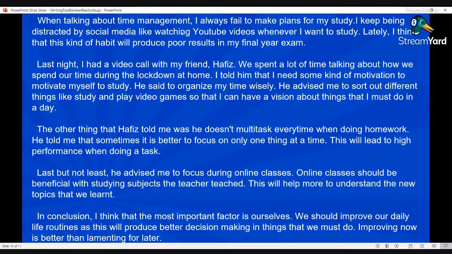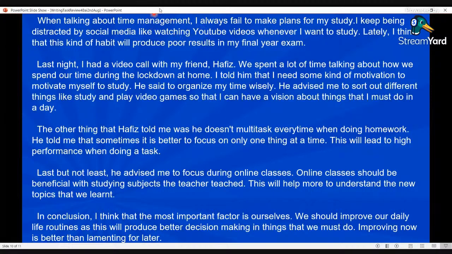When talking about time management, I always fail to make plans for my study. I keep being distracted by social media, like watching YouTube videos whenever I want to study. Lately, I think that this kind of habit will produce poor results in my final exam. This is not bad. The introduction, although quite simple, serves the purpose.